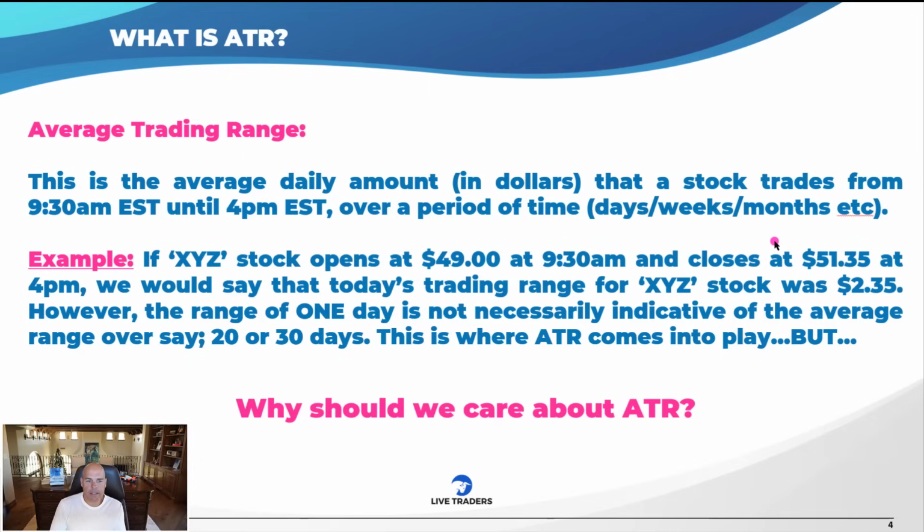Whatever, right? Example, if XYZ stock opens at $49 at 9:30 and closes at $51.35 at 4 p.m., we would say that today's trading range for XYZ was $2.35. However, the range of one day is not necessarily indicative of the average range over, say, 20 or 30 days. This is where ATR comes into play, all right?